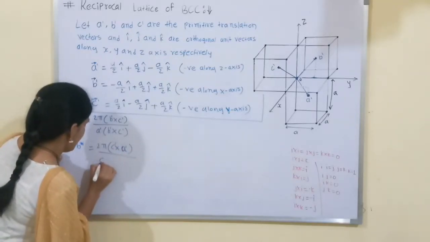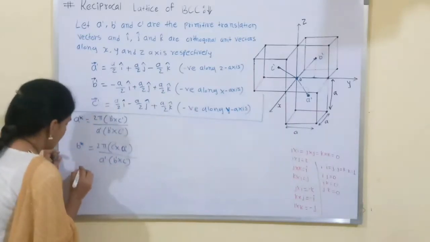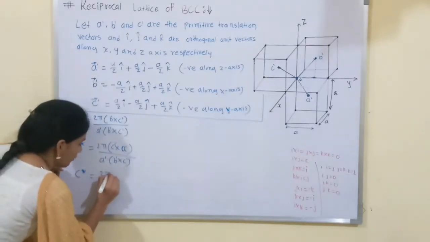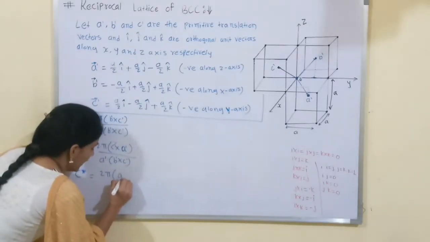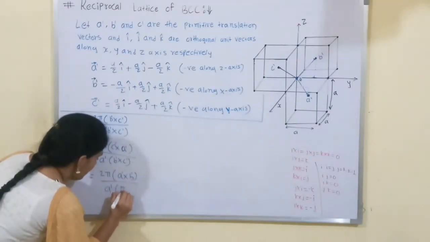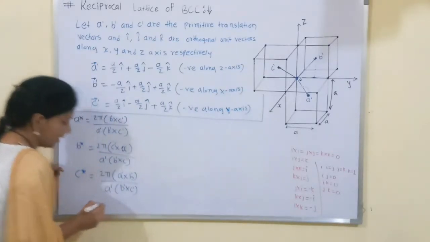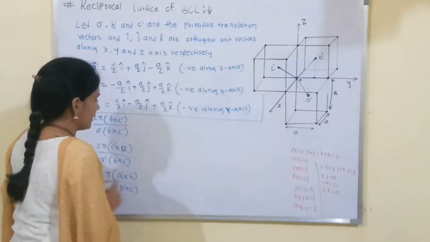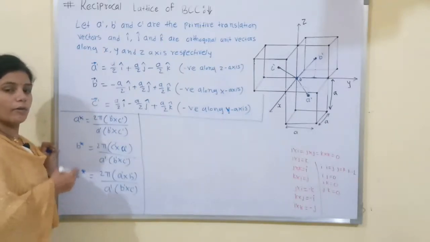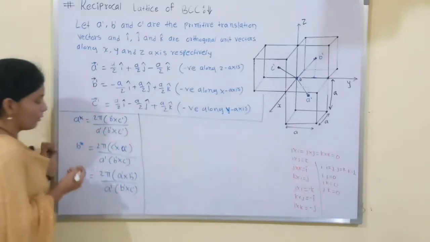Simply we write, and this is A dash dot B dash cross C dash. And in this way similarly we can write for C star is equal to 2 pi A cross B, A dash cross B dash divided by A dash dot B dash cross C dash. We have seen in the previous video, in the reciprocal lattice of the simple cubic crystal system, what the reciprocal lattice vectors are. So we will calculate one by one.